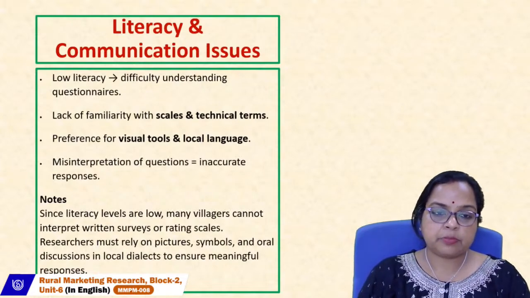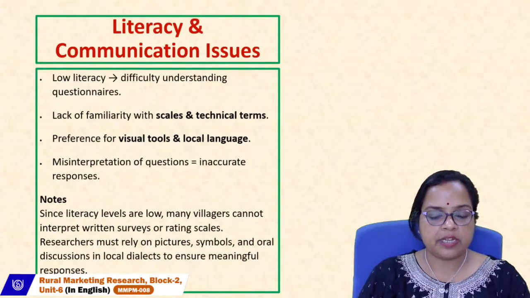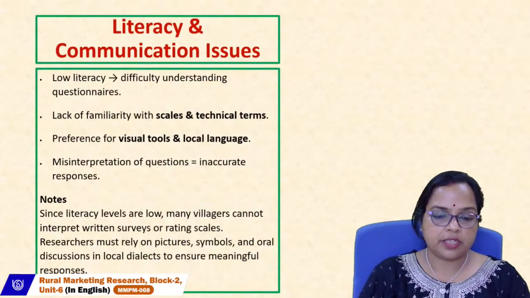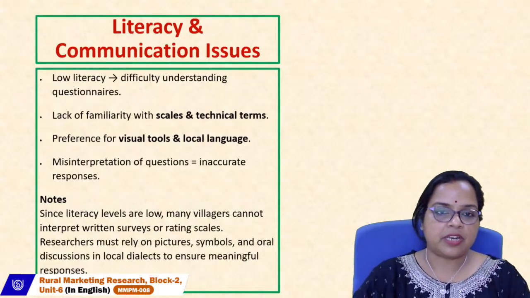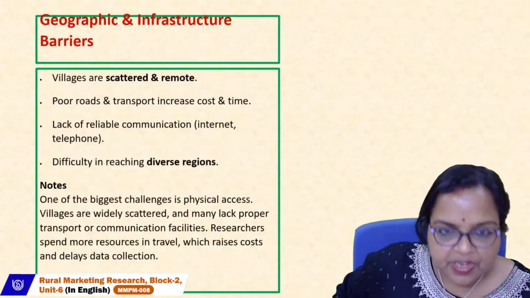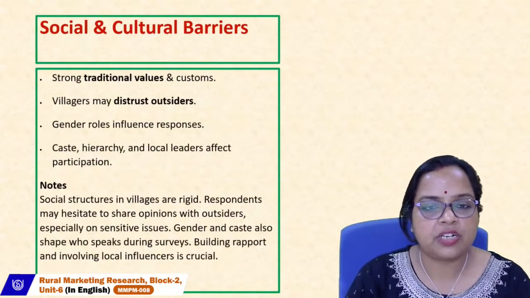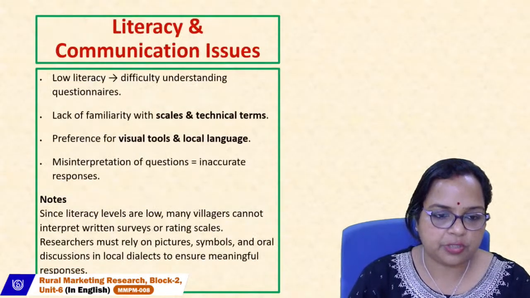And the biggest challenge is misinterpretation of questions. If you are asking something, they understand it in a different way and answer you back in a different pattern. So the entire research will go wrong if you are not taking care of these barriers. The first barrier is geographic and infrastructure barrier. The second barrier is social and cultural barrier. And the third barrier is literacy and communication issues.